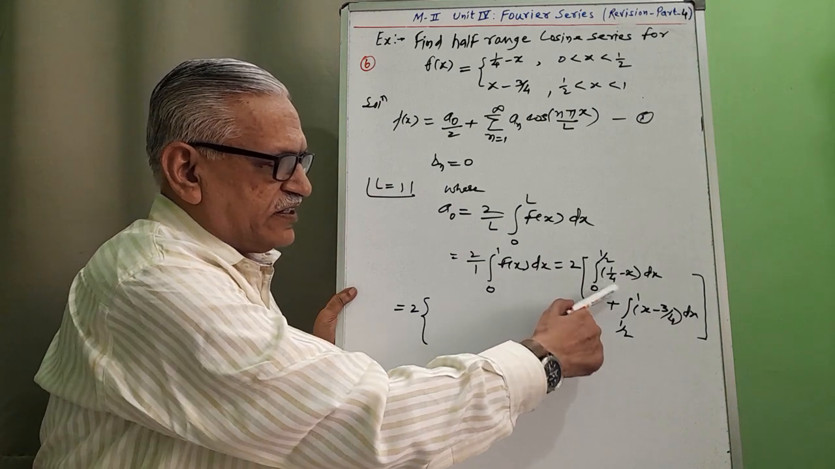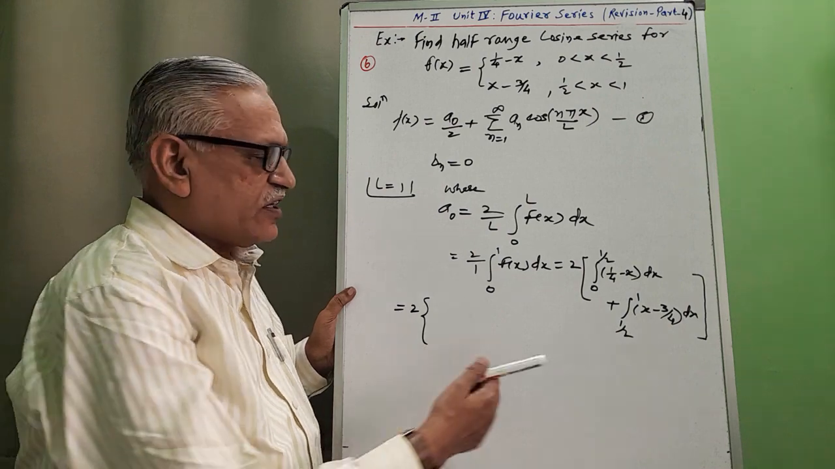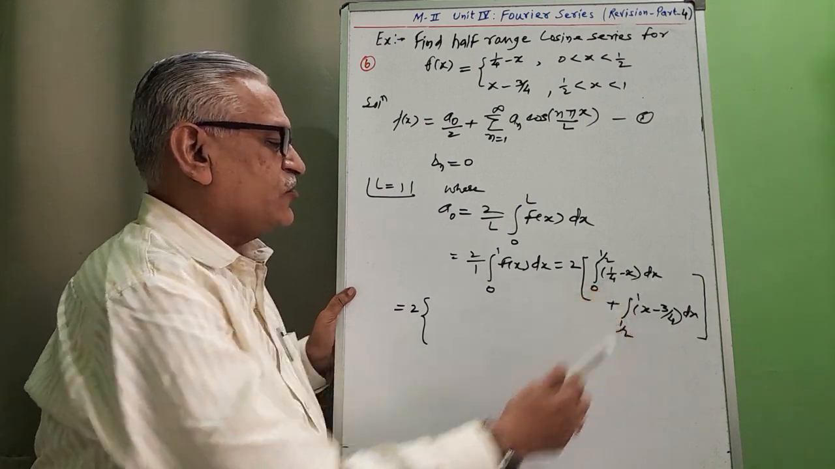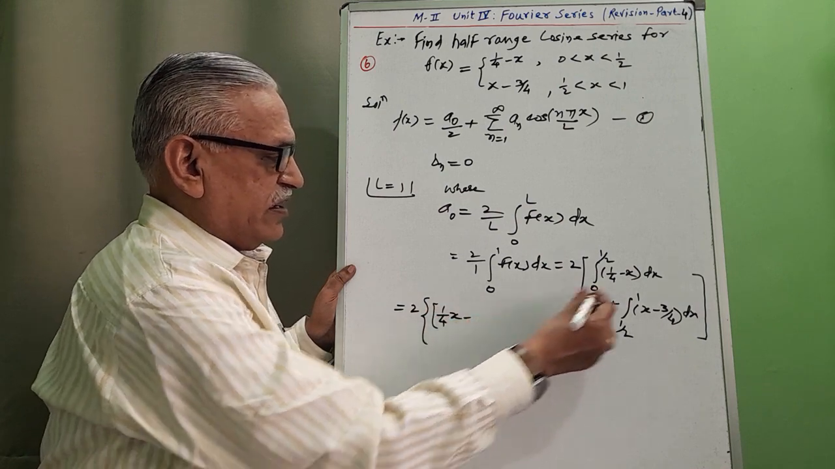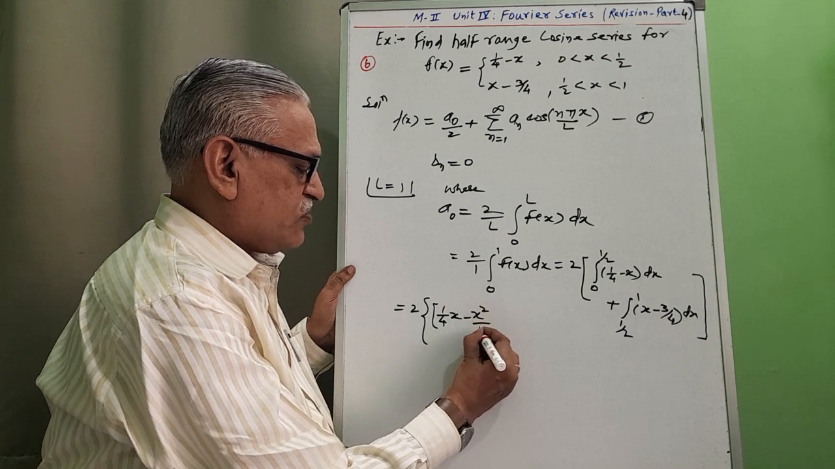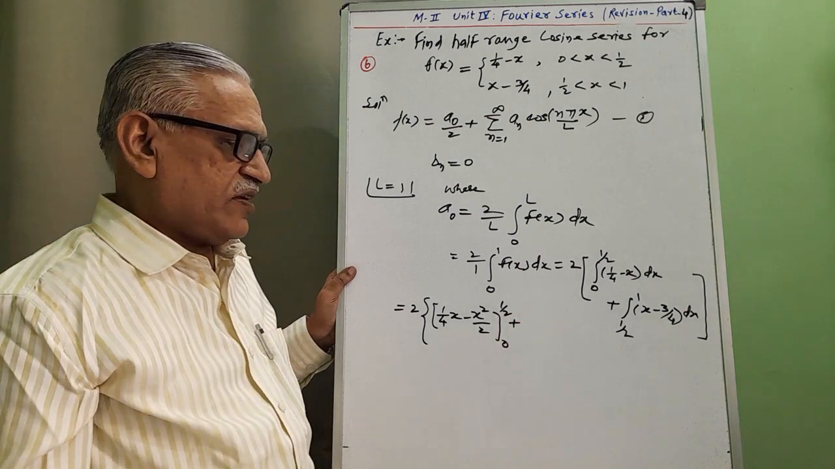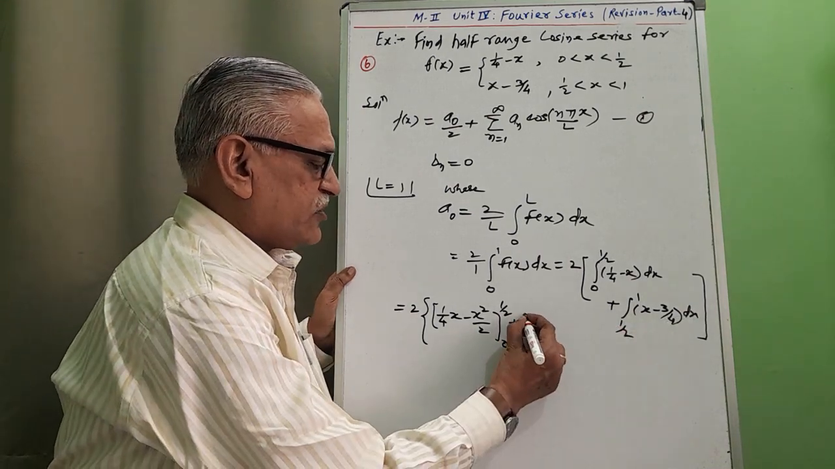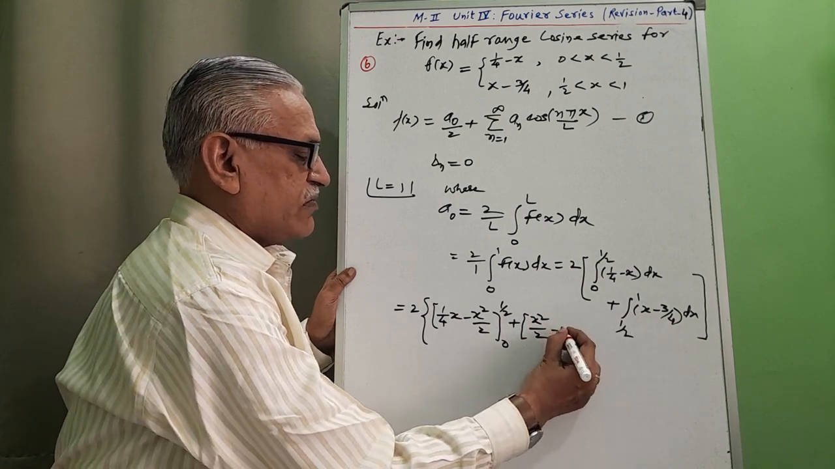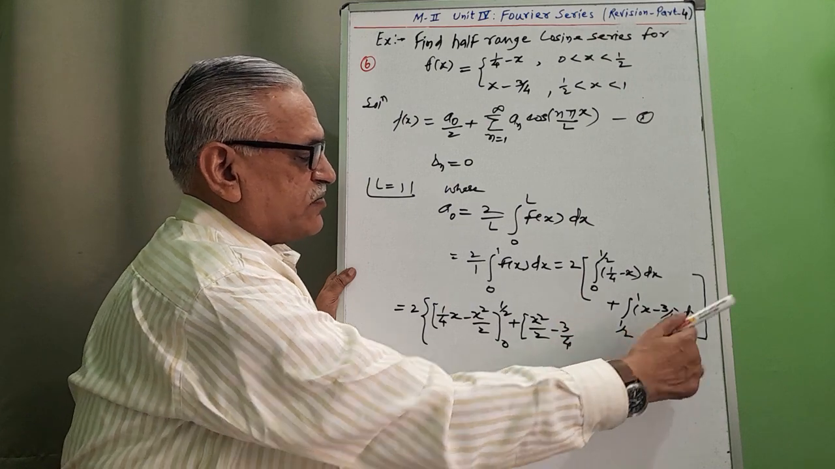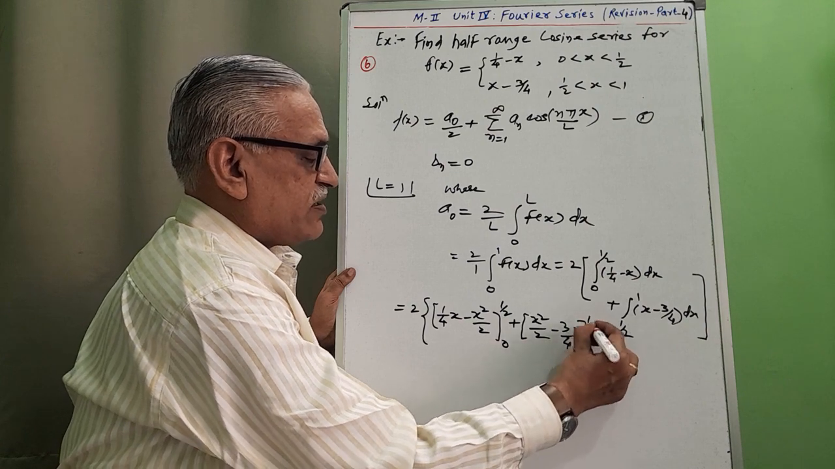Either we can integrate it directly, or we can integrate individual terms. Therefore, integrating individually, we get 1 by 4 x, integration of x is x square by 2, and limits from 0 to 1 by 2. Integration of this second term with respect to x, integration of the first one is x square by 2 minus 3 by 4, integration of dx is x, and limits from 1 by 2 to 1.